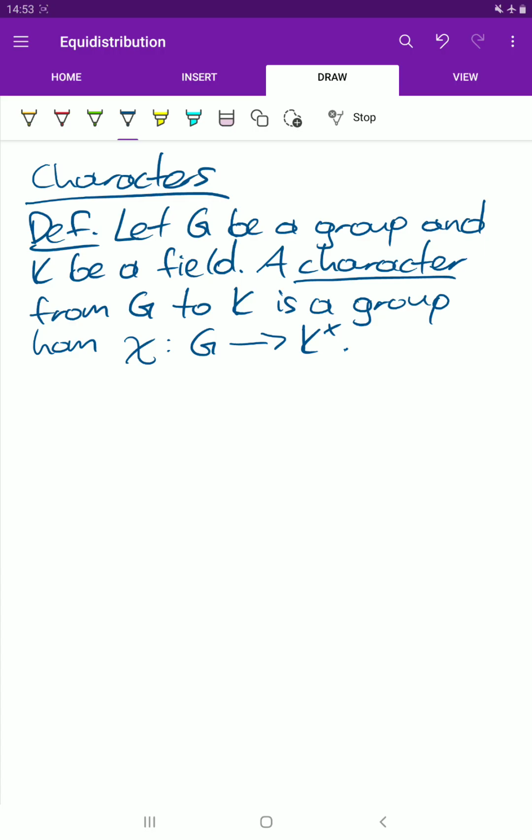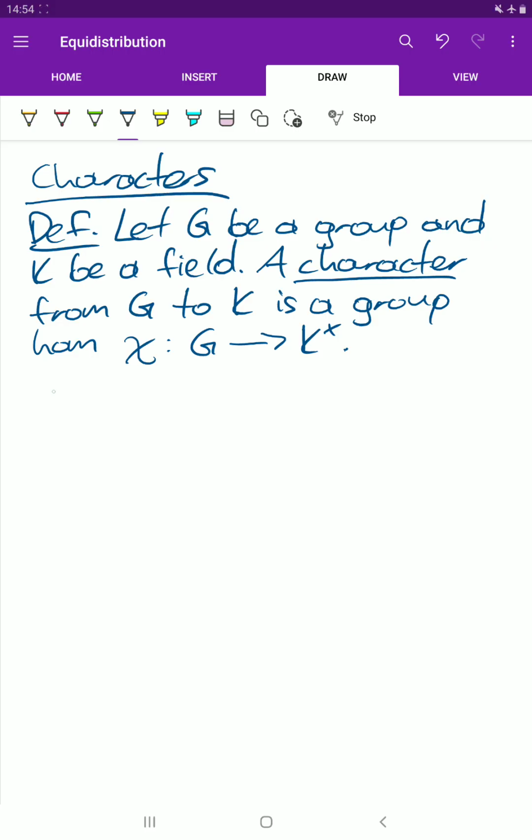Maybe first a few remarks. So some authors define characters just over the complex numbers, where the homomorphism goes to C star. But for us, we're a little more general. We take any field. And maybe another remark, there exists a trivial character which just sends everything to 1, because 1 is the multiplicative unit in K. But this is not the most interesting one.